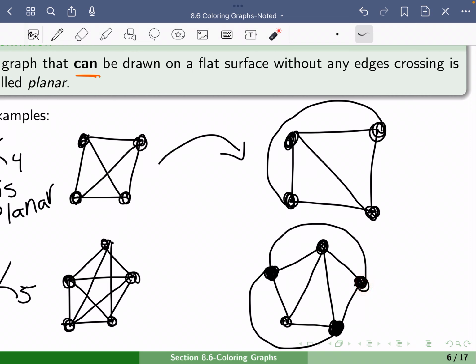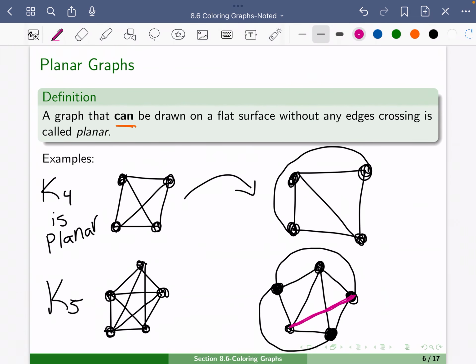This has degree 3 to this point. So if we go on the interior, we're going to cross this line. If we go on the exterior, we're going to end up crossing this line. So no matter what we do, we are going to have a line that crosses. So K5 is not planar. Great. So that's a planar graph and non-planar graphs.